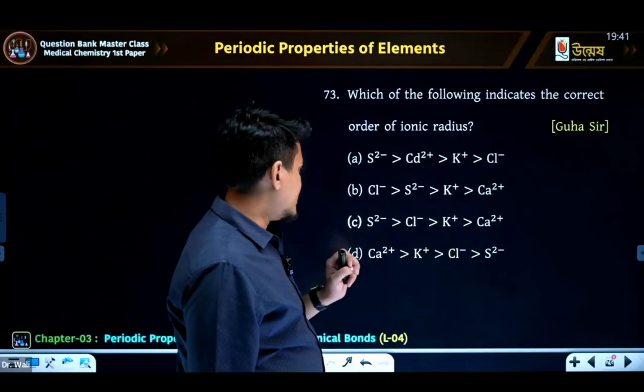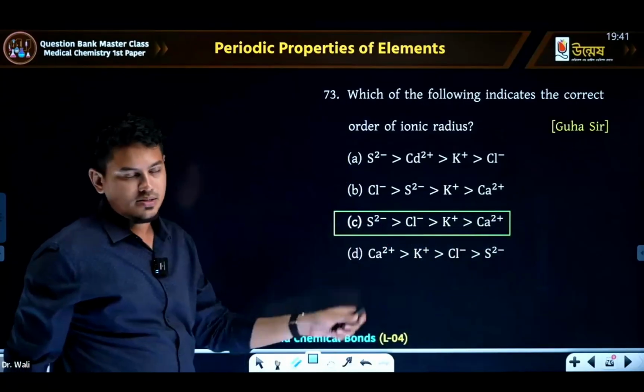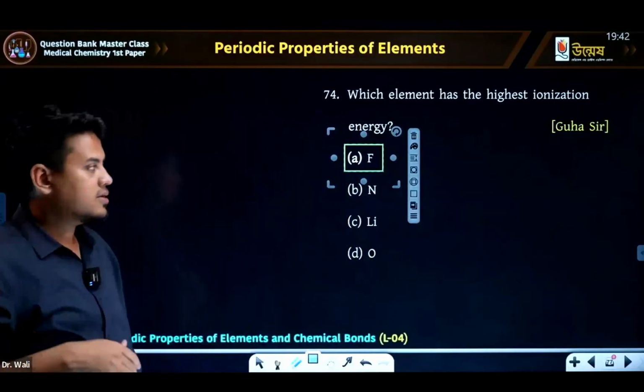The more the charge, the smaller it gets. So this is the correct answer. We know higher charged cation is the smallest and the higher charged anion is the largest. Which element has the highest ionization energy? Certainly fluoride, because it is located at the top right.